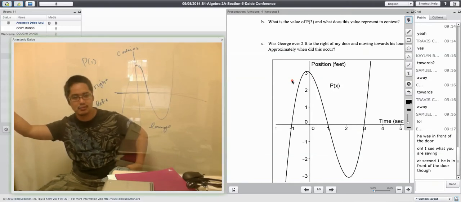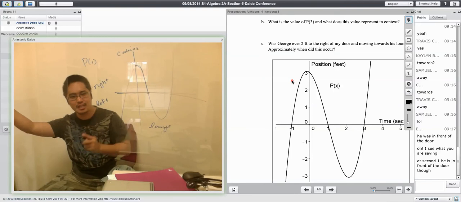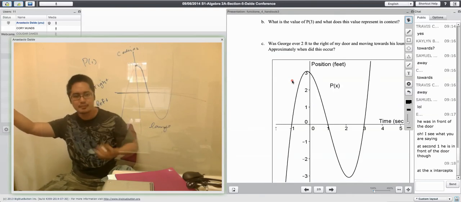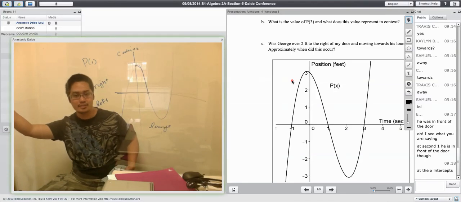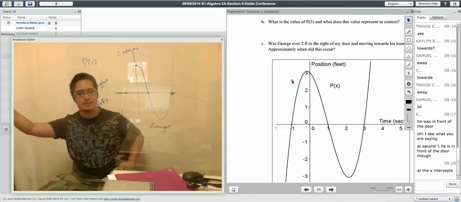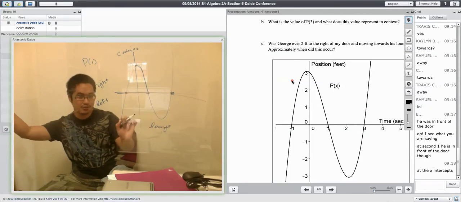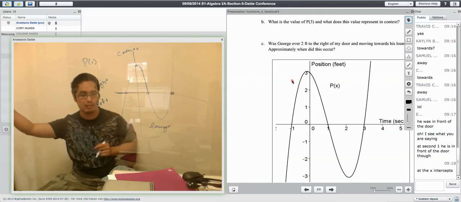Erica, you can answer because you said it 3 times. When is the snail exactly in front of the door? Well, you got all of the answers. Exactly. We're talking about these x-intercepts right here. You must have had those. Because that means he's not to the left of the door. He's not to the right of the door. He's right in front of the door at that given moment in time.